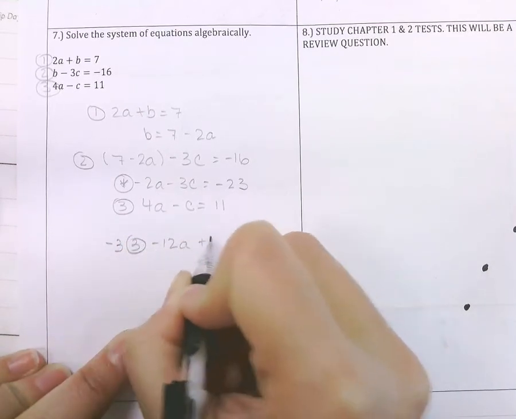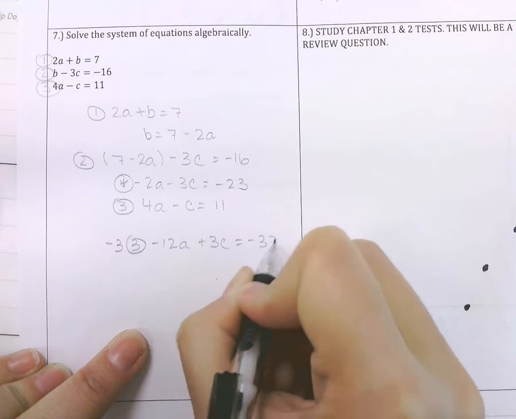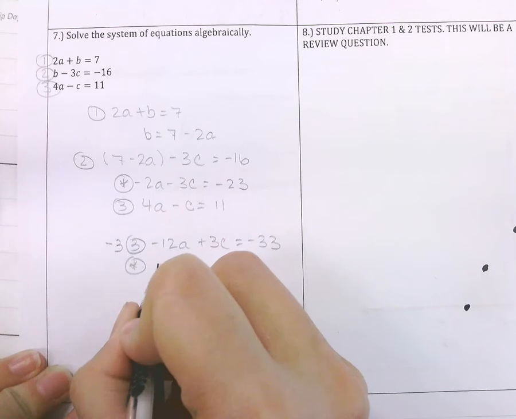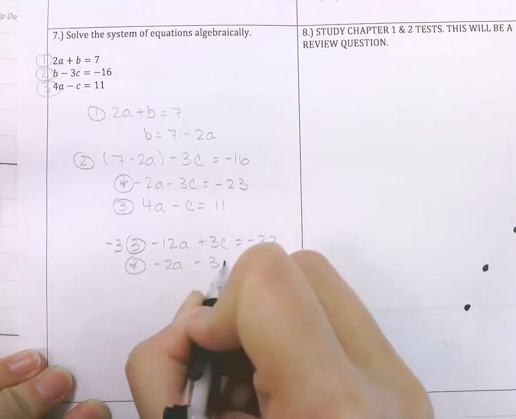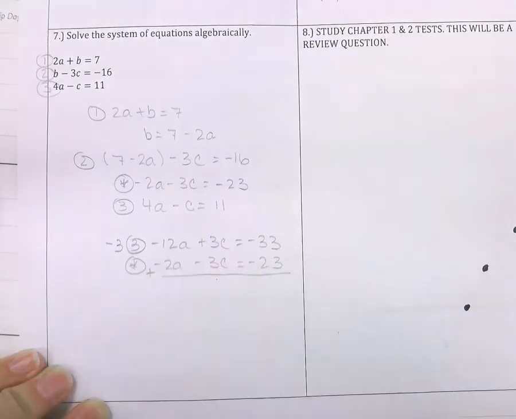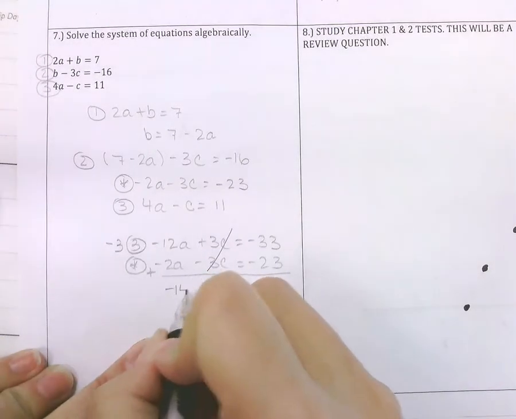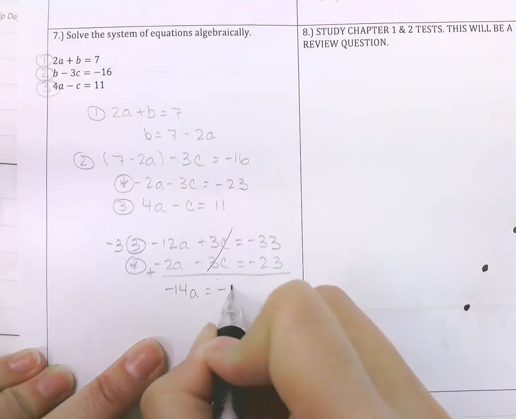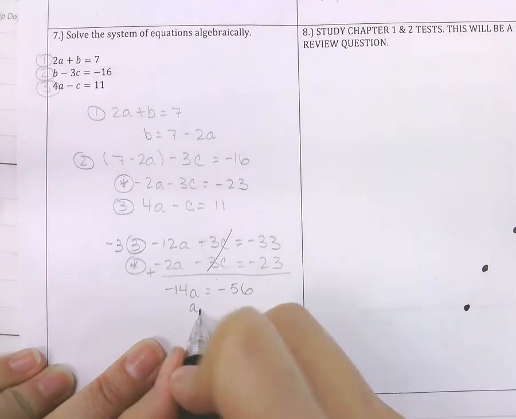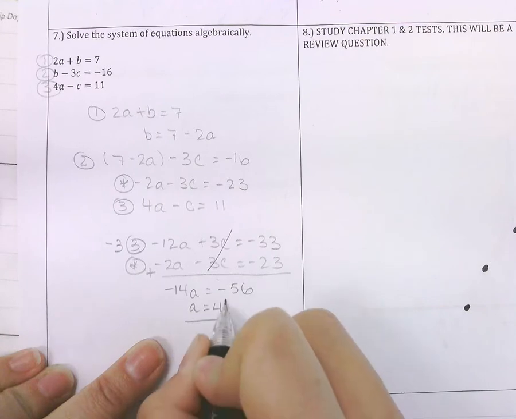To avoid making mistakes, I always rewrite them so that they're right on top of each other so I don't screw anything up. You don't have to do this. I suggest it, especially if you're the type of person to make tiny mistakes. These cancel. I get negative 14a equals negative 56. And that means that a has to be positive 4.